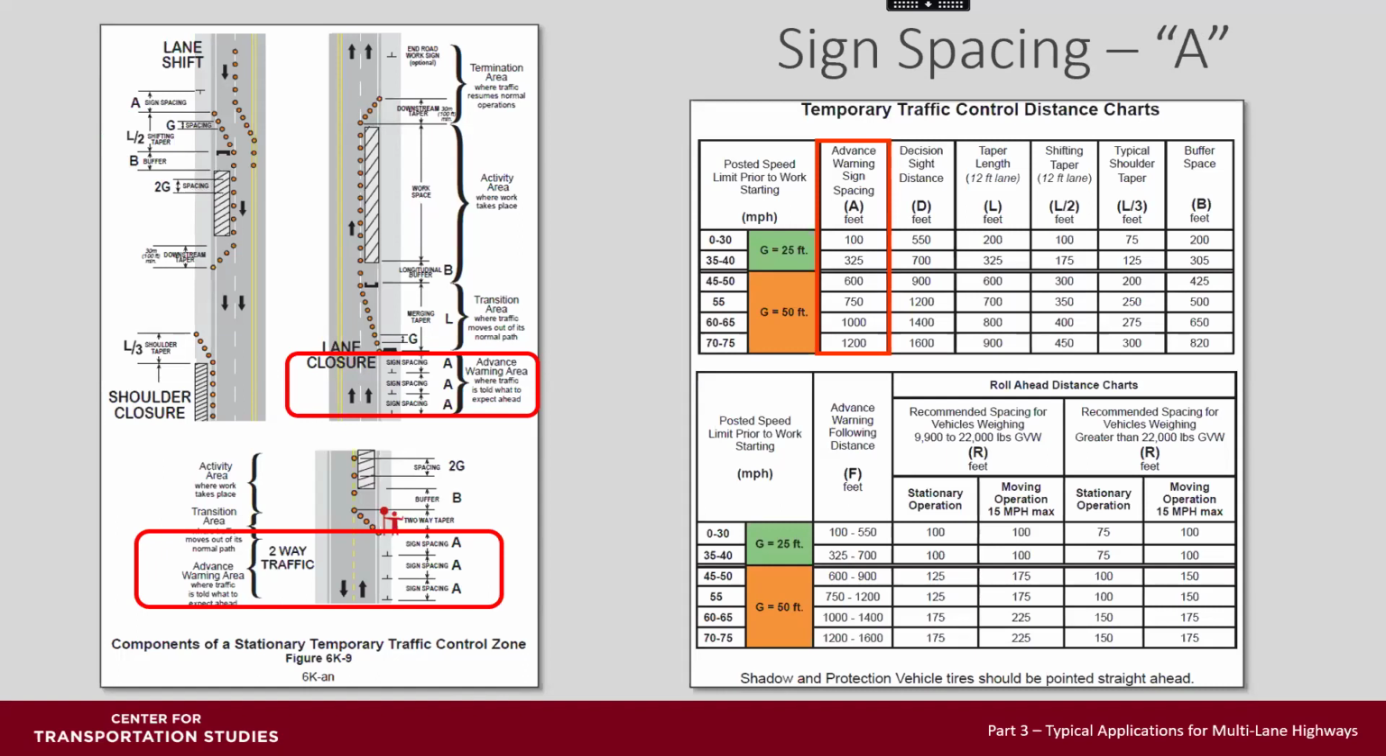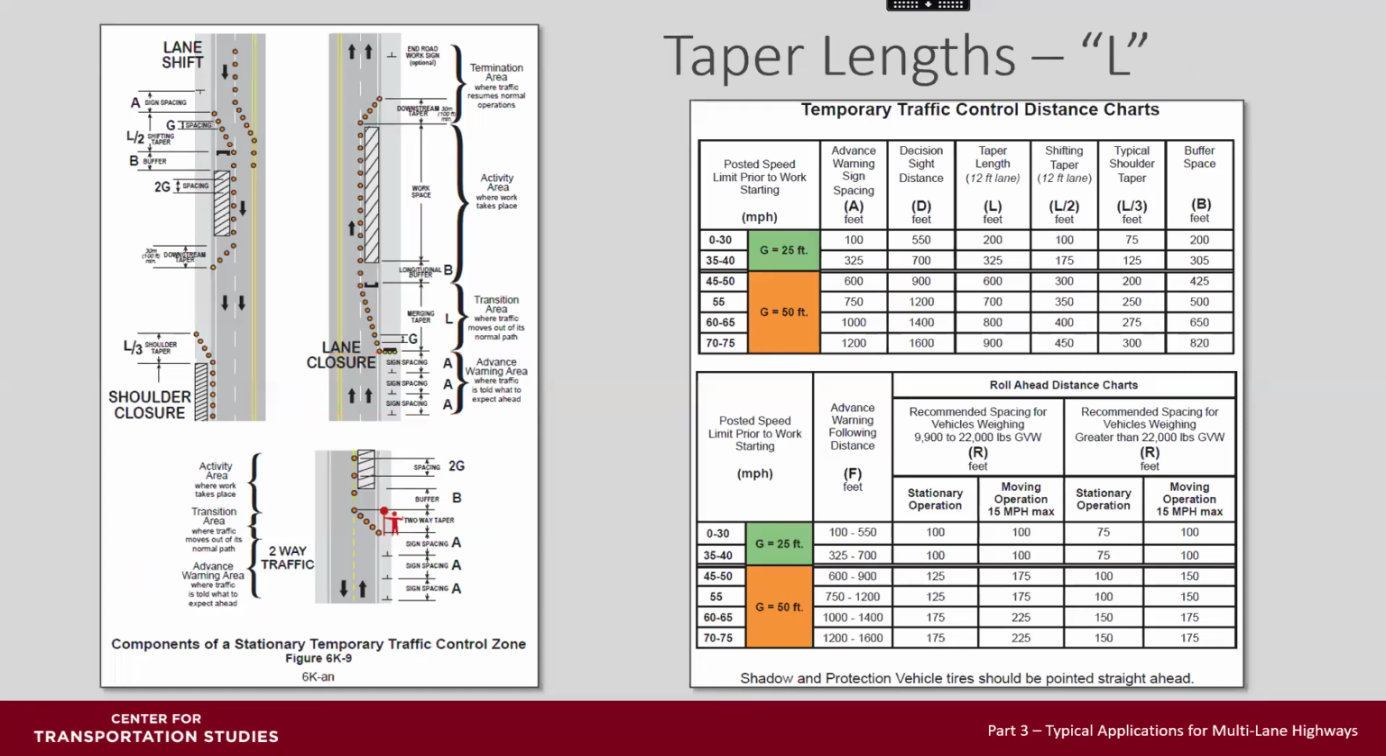So remember, we have to set up the devices in the order that drivers will see them. If we're closing the right lane on a 55-mile-an-hour road, the first advanced warning sign is a road work ahead, then the right lane closed, then the transition symbol or chimney sign. There's an A space between each of those. The merging taper is the longest taper and designated with an L. The taper length is in the top center column.